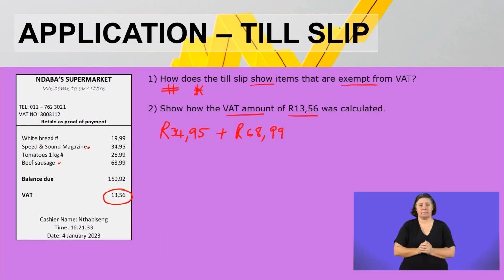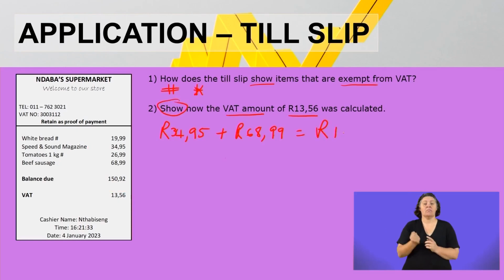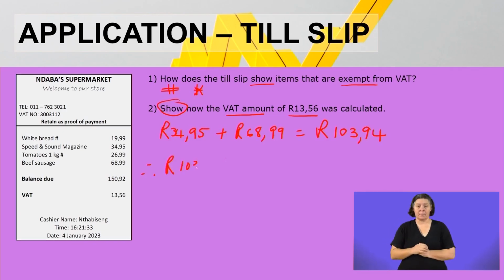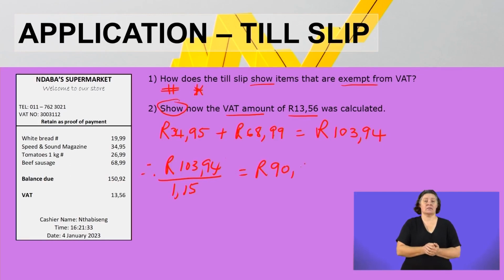R34.95 plus R68.99. And that gives you the total of R103.94. So therefore, I'm going to take the R103.94 and divide that by 1.15. That will give you 90 Rand and 38 cents. All right, so that's the VAT exclusive amount.